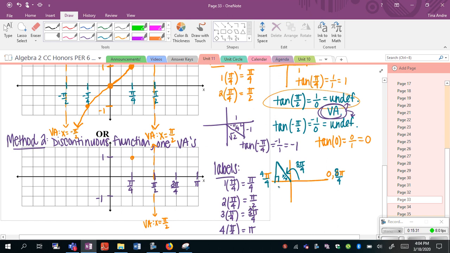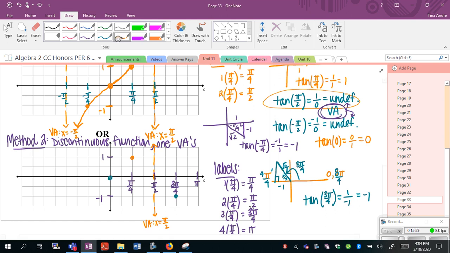So we have negative 1 and 1 and then root 2. So tangent of 3 pi over 4 would be opposite over adjacent, 1 over negative 1, which is negative 1. So that would be down here. And then it would be helpful to have values graphed for 0 and pi as well. So we know that tan of 0 we already have is 0.